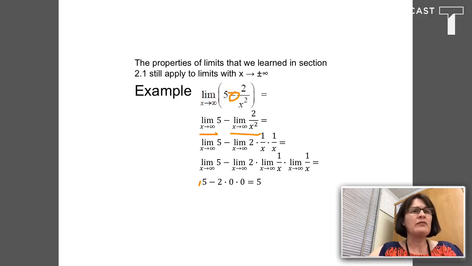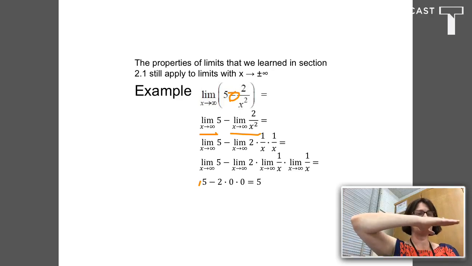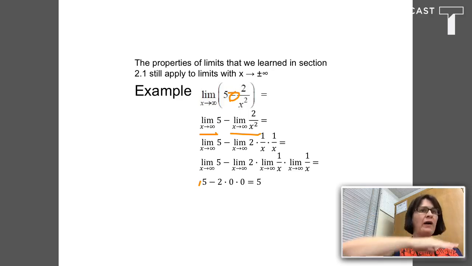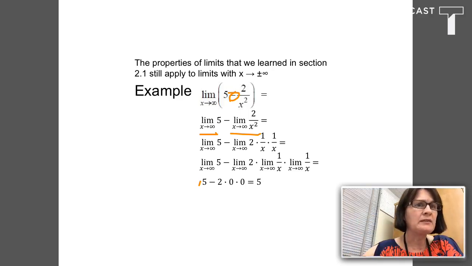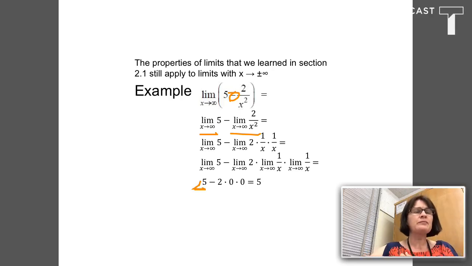Well, imagine the graph of y equals 5. Y equals 5, horizontal line. Its limit, its only possible output, and a limit is an output value, is 5. So the limit as x approaches infinity of 5 is just going to be 5.